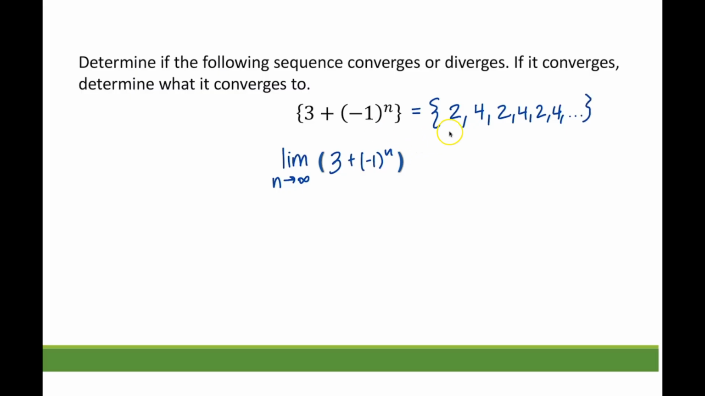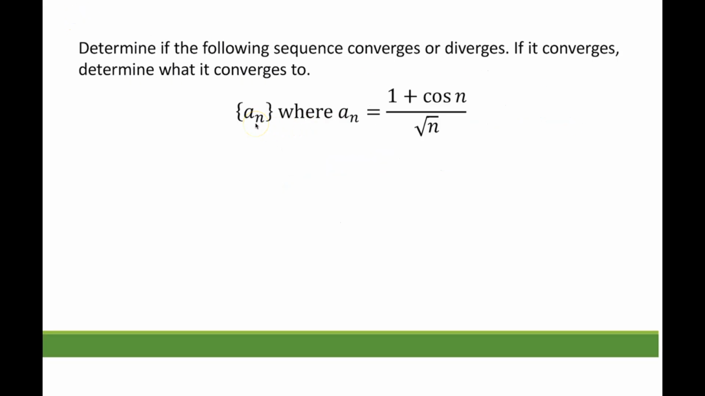So hopefully I can see that as n approaches infinity, these values are not getting close to any particular number. So this limit does not exist. And if the limit does not exist, then we say that the sequence diverges.